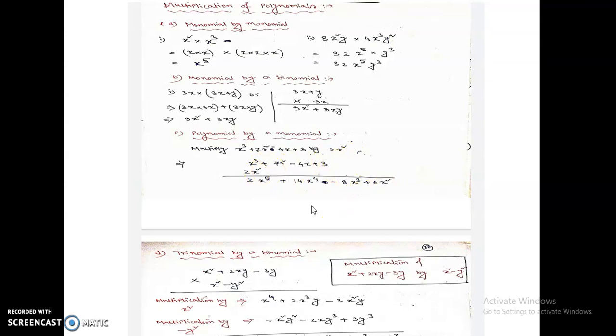Okay, similarly we can multiply our trinomial by a binomial. Trinomial like x square plus 2xy minus 3y, and binomial like x square minus y square.